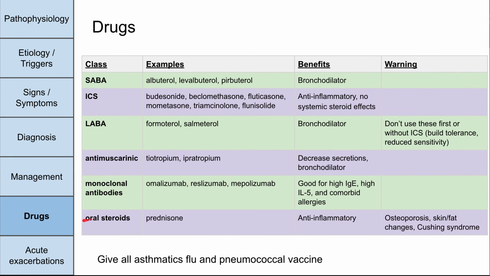So you really want to try to get patients off of the oral steroids, but they can be used kind of as a last resort for really refractory asthma. Also on this slide, it's worth mentioning that all asthmatics should get the flu and the pneumococcal vaccine. They are at risk for those.